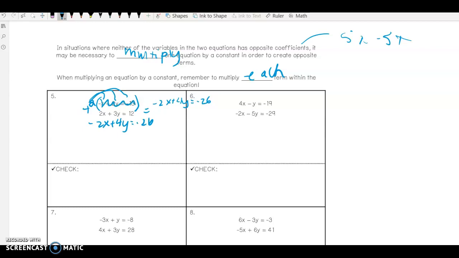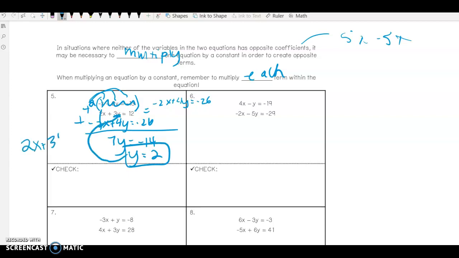So I'm going to scroll that guy out because I'm done. Now, I see my x's eliminate. 3y plus 4y is 7y. I'll get 7y equals negative 14, which means y is 2. Now I'm going to go back to my equation and solve for x. I get 2x plus 3, y was 2, so times 2 equals 12. So I get 2x plus 6 equals 12. Subtract that 6 on both sides, I get 2x equals 6, so x is 3. My ordered pair then is (3, 2).